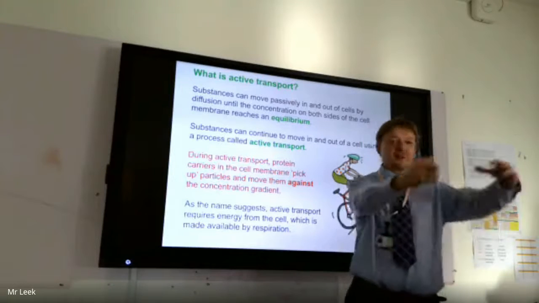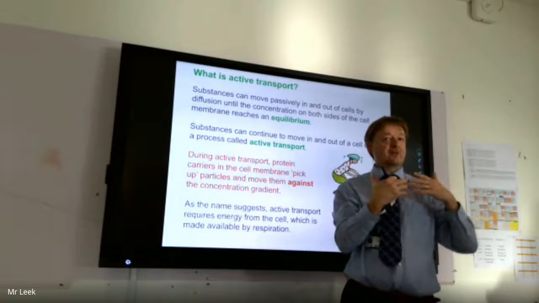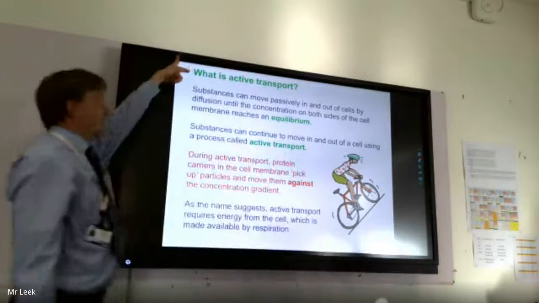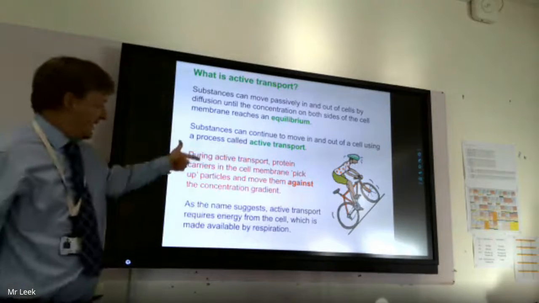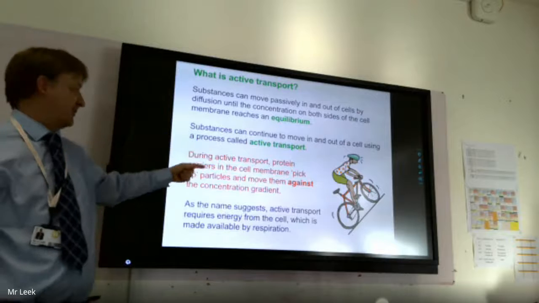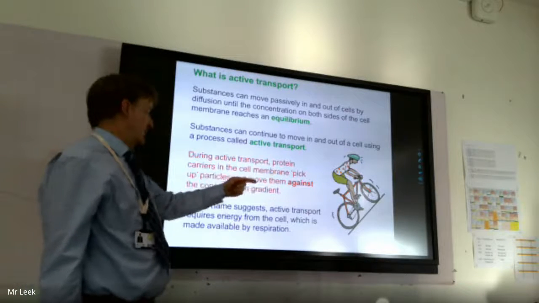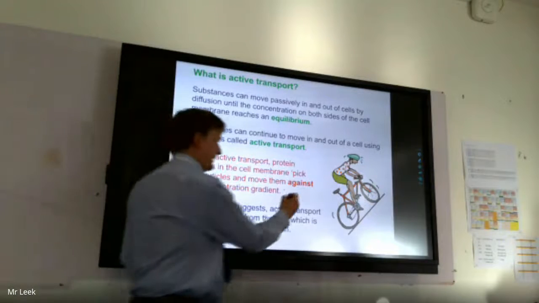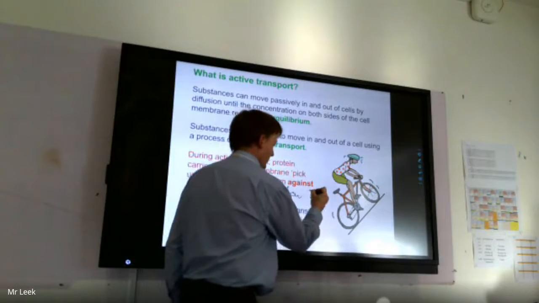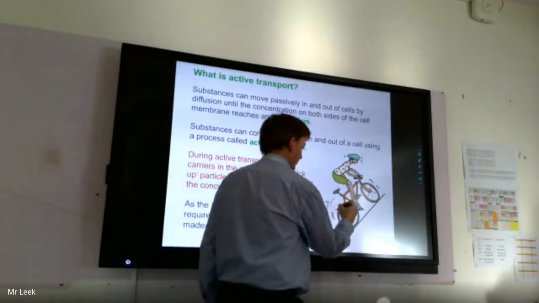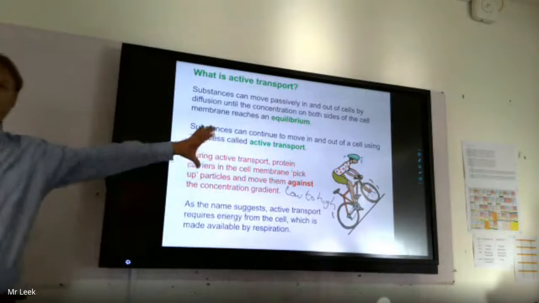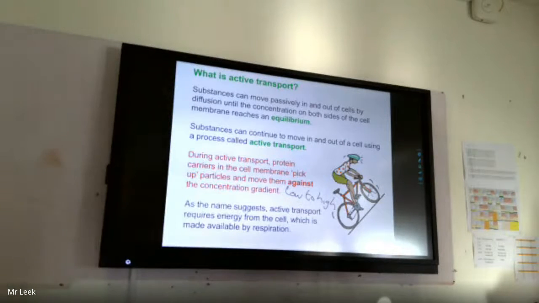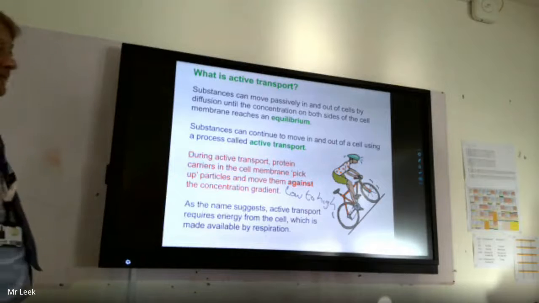All right? So for me to actually suck that deodorant back to me, I've got to use something up. Energy. Okay? So your subheading now is what is active transport? I then highlighted the most important thing about active transport, which is protein carriers in the cell membrane pick up particles and move them against a concentration gradient. So basically, that means going from low to high. Write that bit out, and then underneath it is low concentration to high concentration. And if you remember, diffusion is completely opposite. It's high to low.